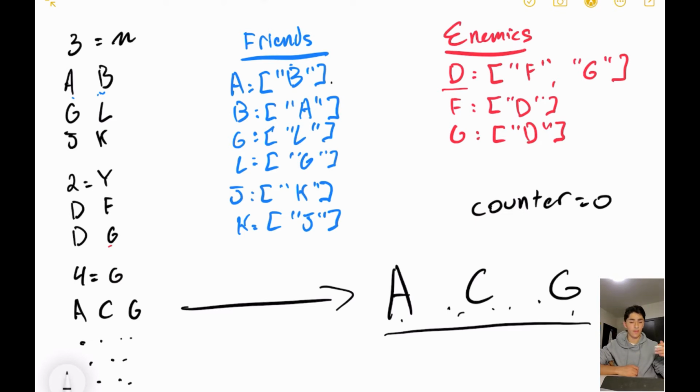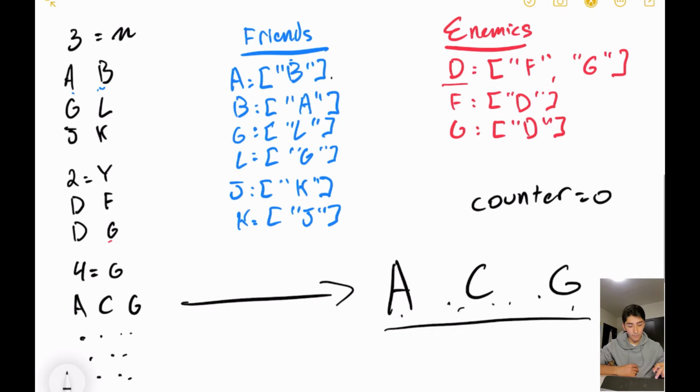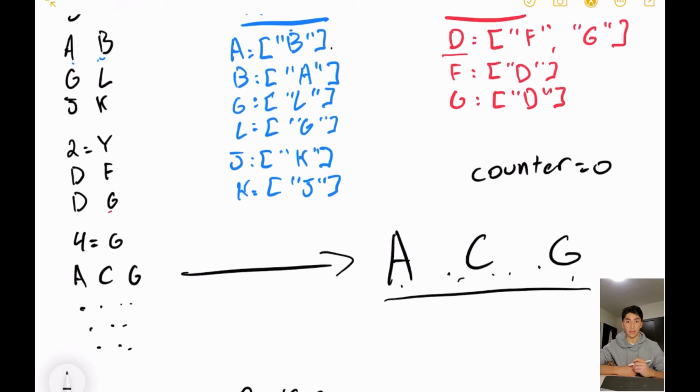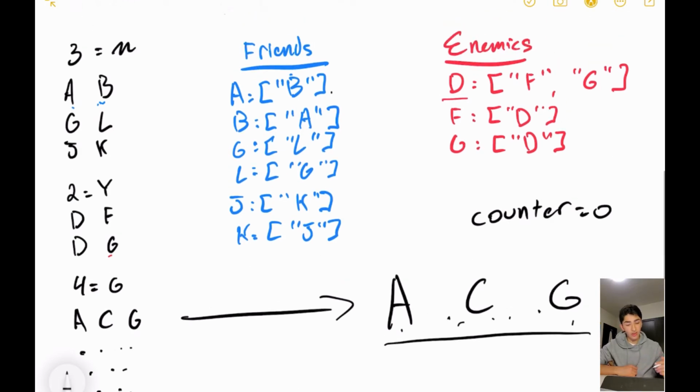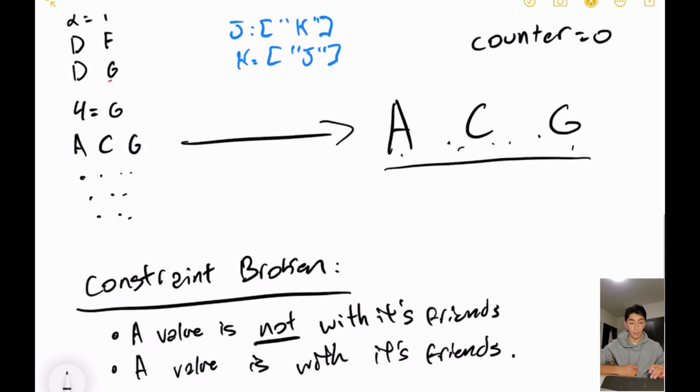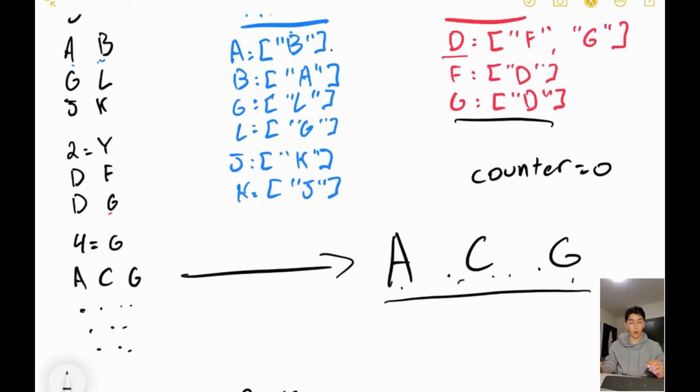C is not in the friends, C is not in the enemy, so we skip it. G is in the friends. All right, so G has an array list, and that array list has one value, it's L, so we're gonna go, is L in the inputs? No, all right, then counter plus plus. Is G in the enemies? Does enemies contain the key G? Yes, it does, right here. But it says its enemy is D. So we're gonna go, is D in here? It is not, so counter remains at 2.